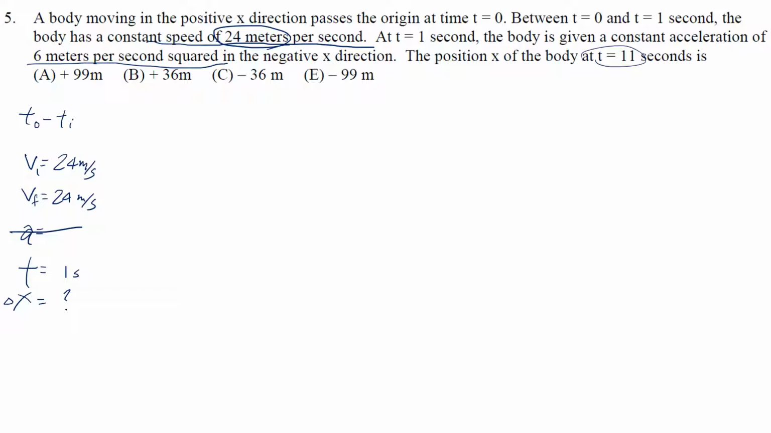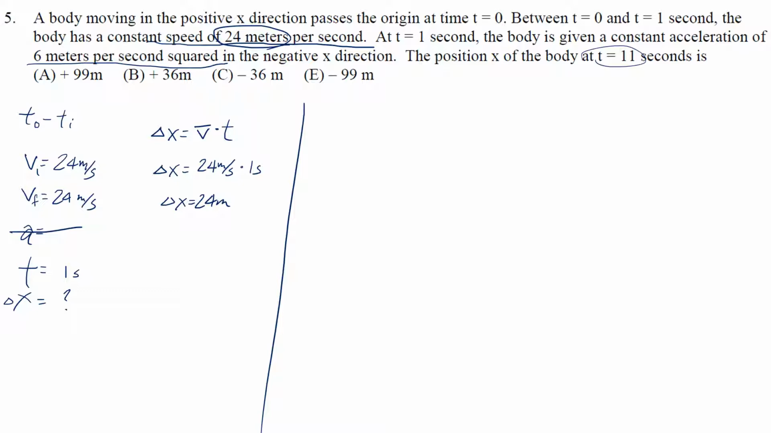So I think there's a very simple equation. The easiest equation for us is delta x is equal to velocity times t, right? So delta x is equal to 24 meters per second times 1 second. So delta x is 24 meters. Seems pretty easy. Let's do the next segment of this.